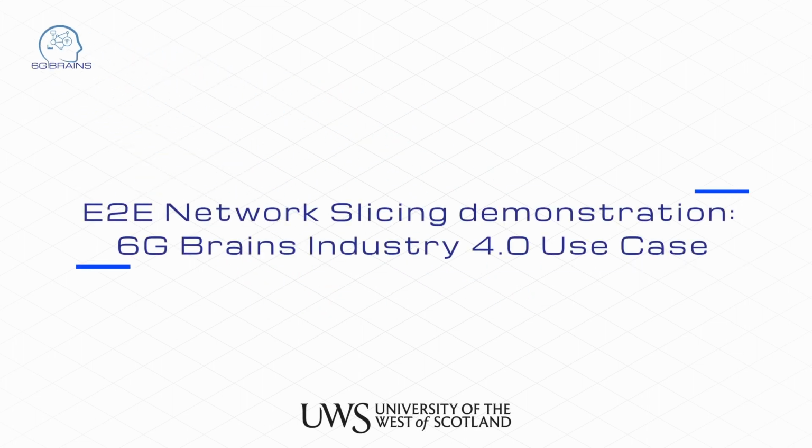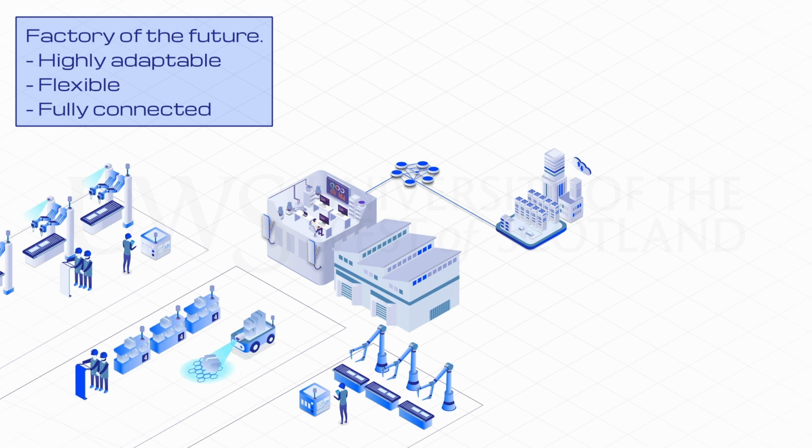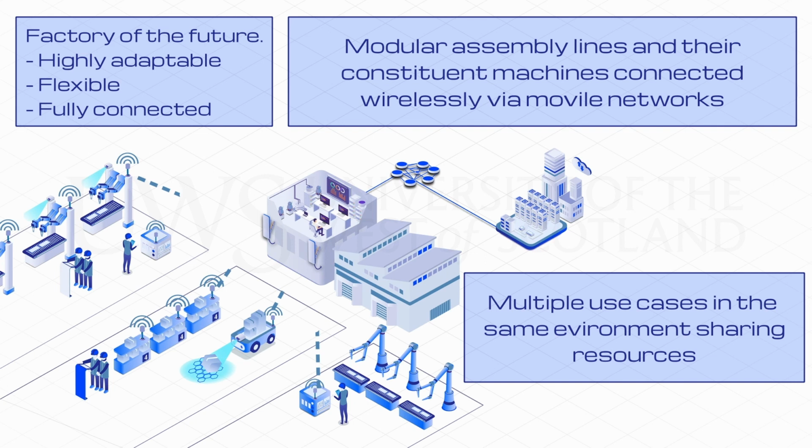End-to-end slice demonstration applied to an Industry 4.0 use case. This demonstration is about how to guarantee the quality and proper functioning of critical services in an environment where multiple industrial processes are sharing the same network infrastructure.